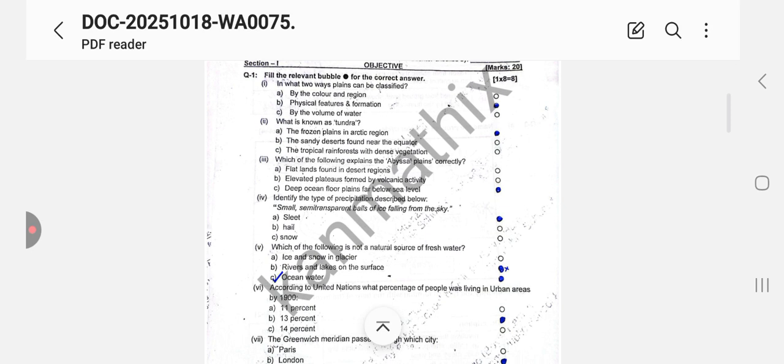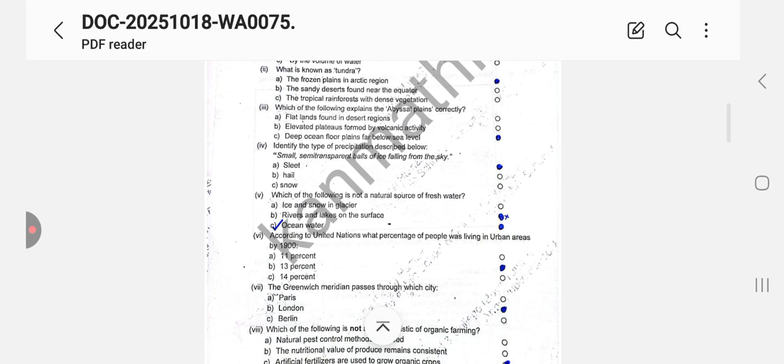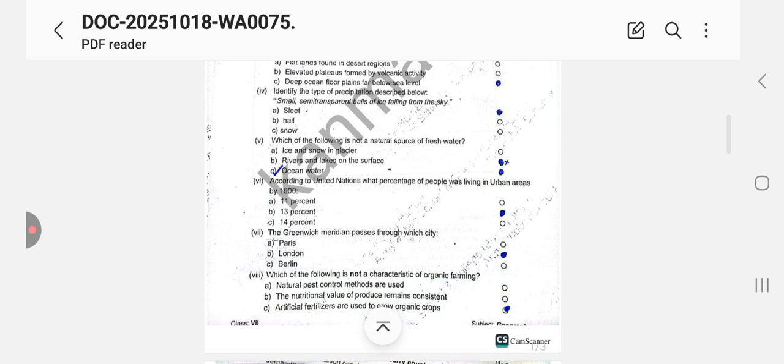Question number 1, 20 marks, fill the relevant table for the correct answer. In what two ways plane can be classified? Option B is correct. For the second MCQs, option A is correct. For the third MCQs, option C is correct. For the fourth MCQs, option A is correct. For the fifth MCQs, option C is correct.